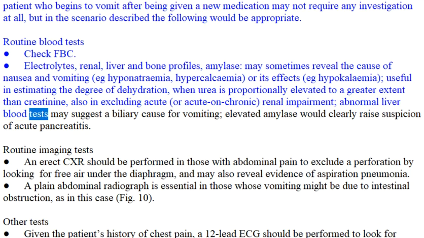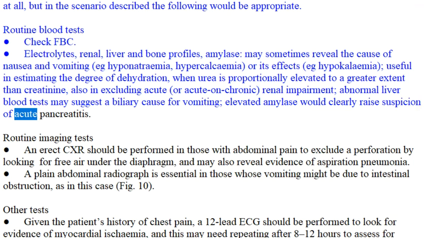Abnormal liver blood tests may suggest a biliary cause for vomiting. Elevated amylase would clearly raise suspicion of acute pancreatitis.